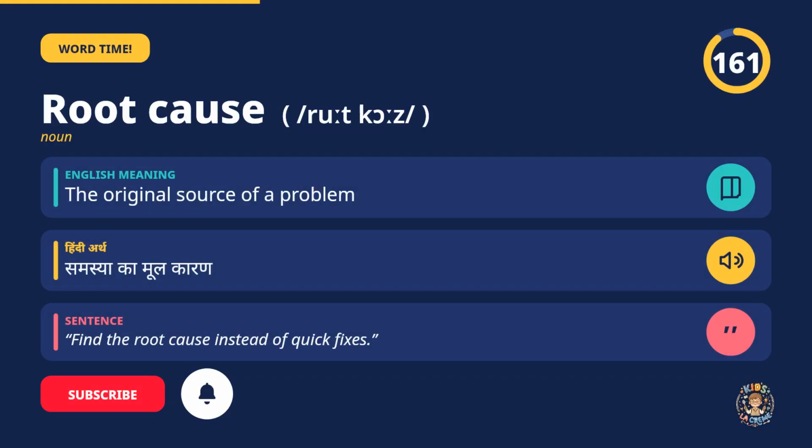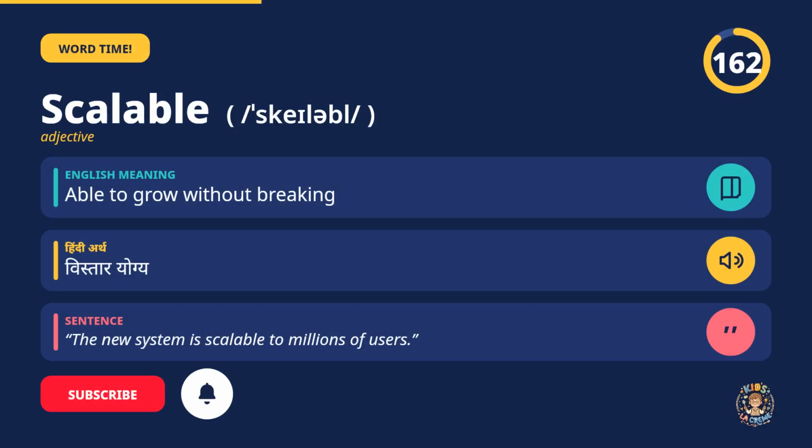Root cause, the original source of a problem. Find the root cause instead of quick fixes. Scalable, able to grow without breaking. The new system is scalable to millions of users.